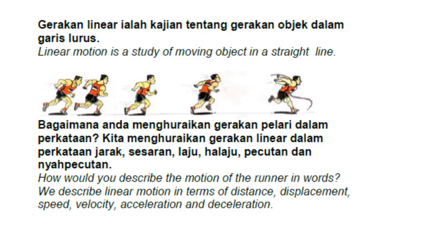Okay. So, the first one is what is the meaning of linear motion. Linear motion is a study of moving object in a straight line. Okay, consider a runner running for 100 meter event. So, how will you describe the motion of the runner in words? We describe linear motion in terms of distance, displacement, speed, velocity, acceleration, deceleration, and time. So, we are going to talk about how far, how fast, how long the runner is moving.